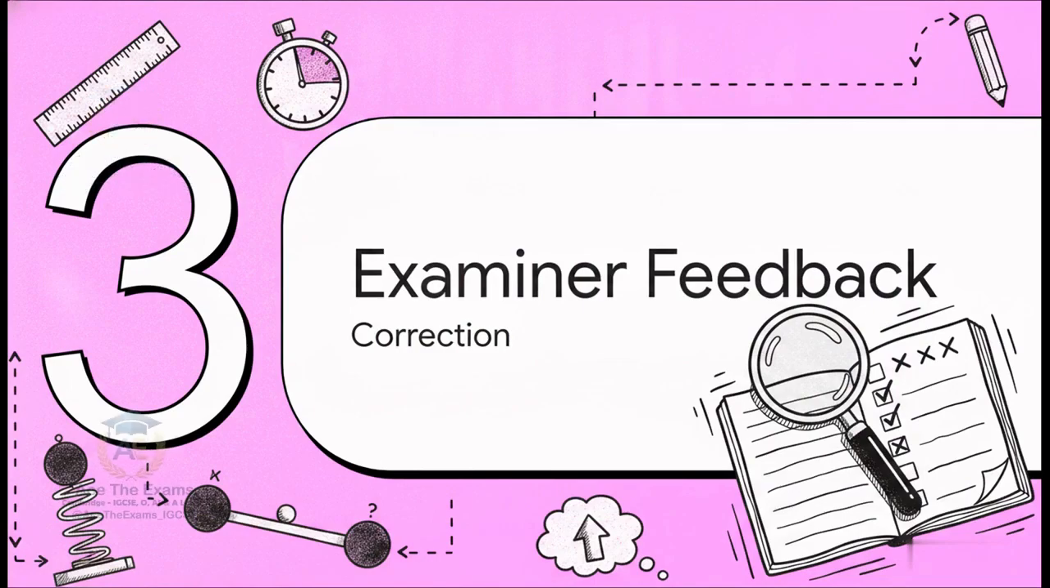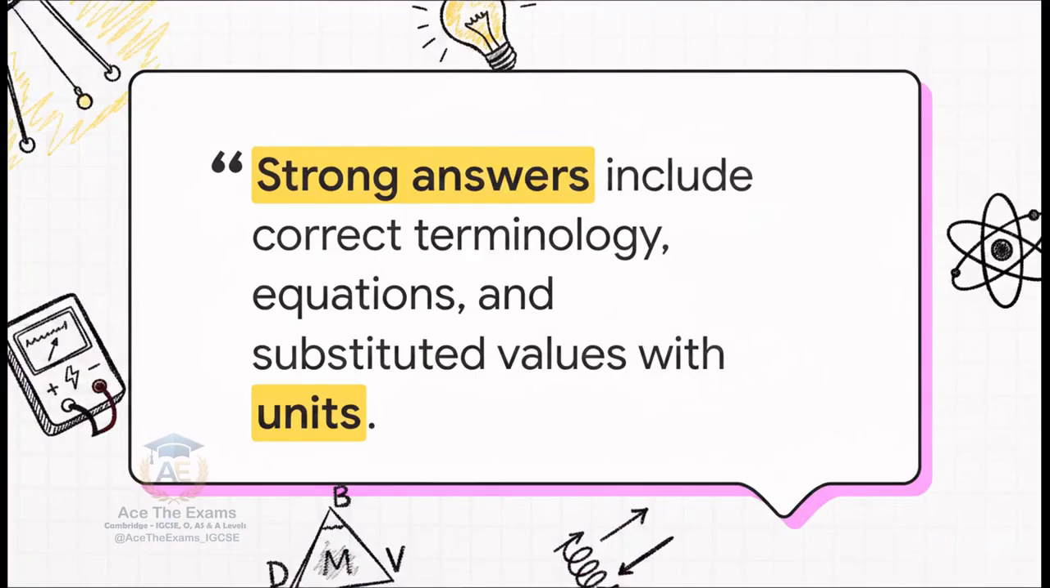Now for examiner feedback correction. Let's look at how to fix these issues. Let's apply examiner-style corrections to your practical investigation skills. Because knowing the theory of moments or springs is really only half the battle. Knowing how to write about the experiment is where the A-stars are actually won. This is a direct insight from the source material.